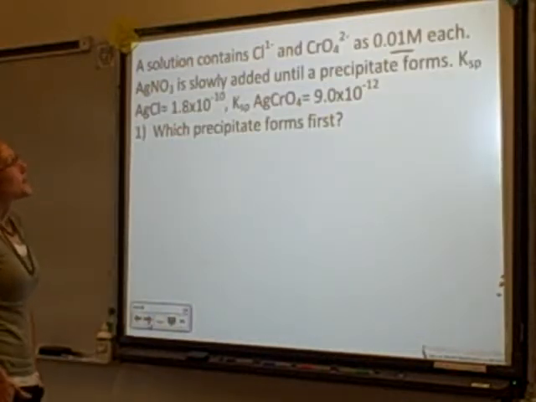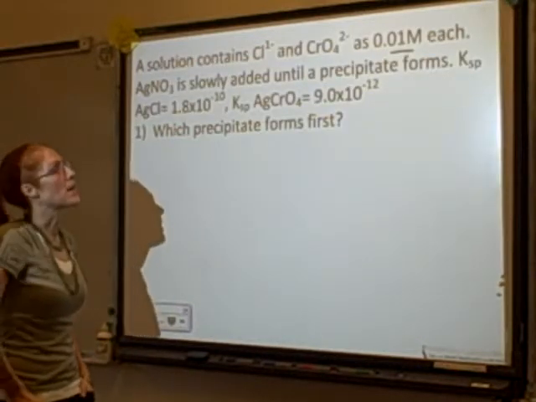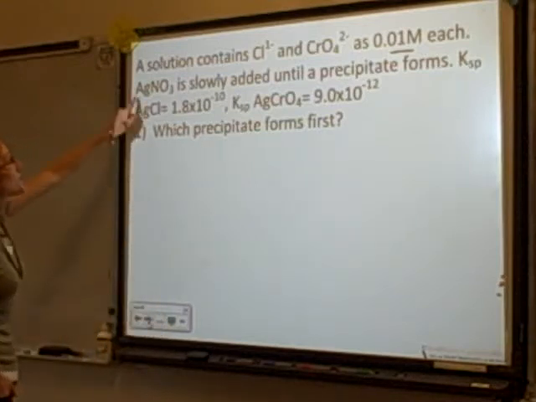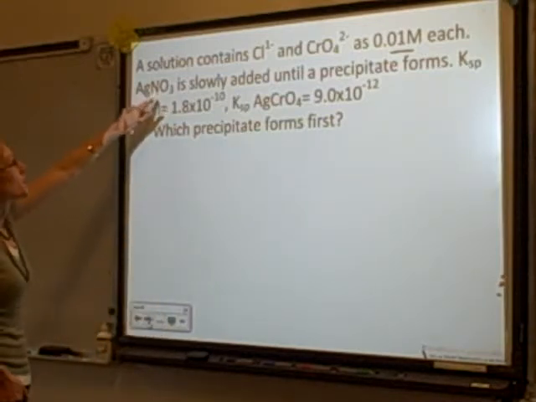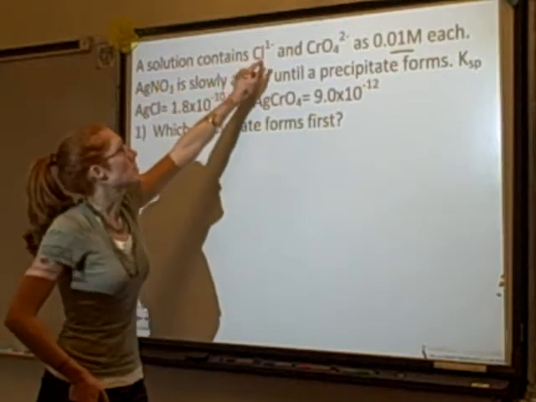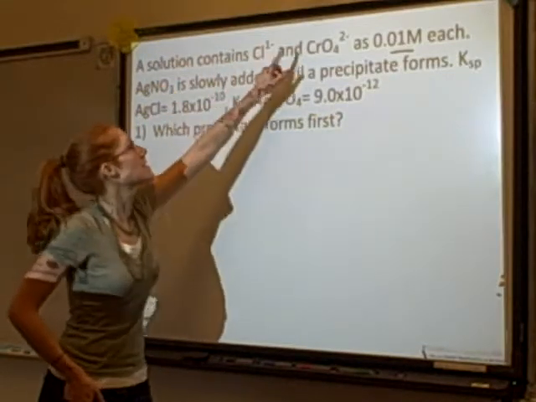So here's another one. I have a solution. It has chloride and chromate. I'm going to add some silver nitrate. This is soluble. Nitrates are always soluble, but the silver is insoluble with the chloride because it's a halide, and it's insoluble with chromate.